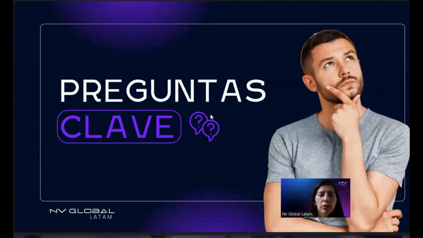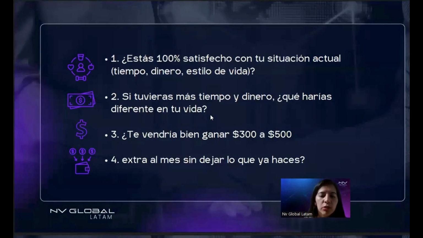Now we have a series of key questions that we can develop within the presentation to create that connection with people. What are those key questions? We have reflective questions. For example, are you 100% satisfied with your current situation, with what you earn, the time you have, the lifestyle you lead? That leads people to reflect, to immediately introspect and say, damn, no, I don't feel good.